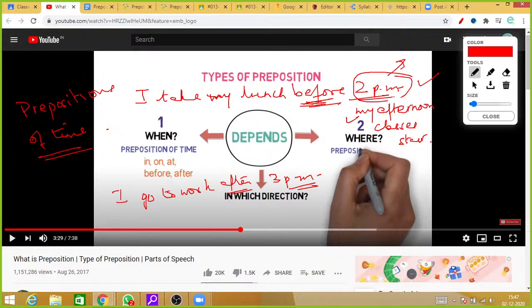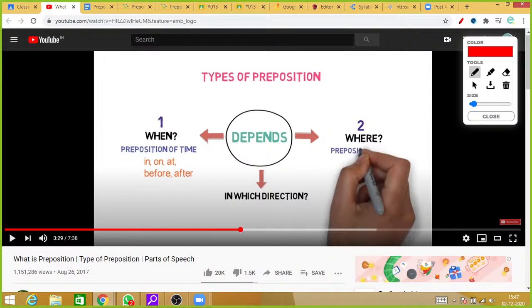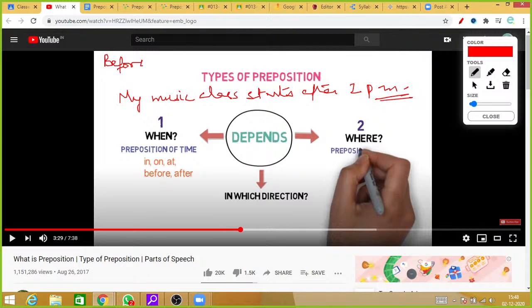Yagini, can you make a sentence? Rasik, you also make. Aman, everybody. Just give me sentences for before and after. My music class starts after 2 p.m. Very good. Okay, so it starts after. Yagini, note down all these sentences. I hope everybody is noting down all these sentences. Make a sentence for after or before.